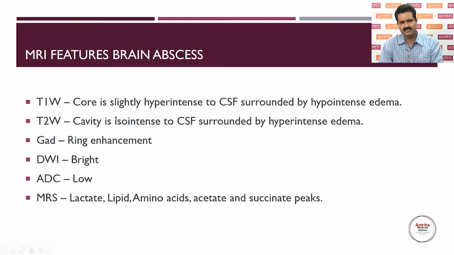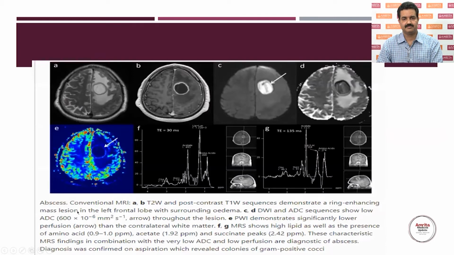So we have T1, there is a core slightly hyperintense, and with GADO there will be ring enhancement. You can see bright restricted diffusion, and if you do the spectroscopy, you can see lactate and lipid amino acid peaks. So same thing, we can have these type of peaks. You can see the rim here, very clear cut rim, because this is smooth, because it is actually a wall formed by the granulation tissue, and it's very clear, it is demarcated, and you can see the perilesional edema.